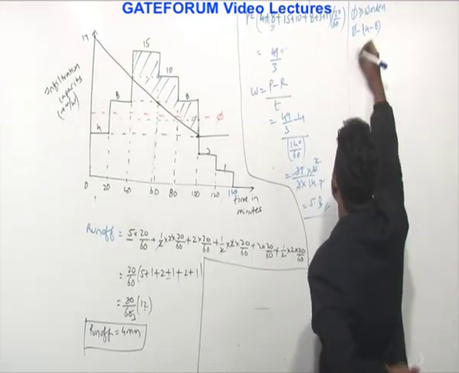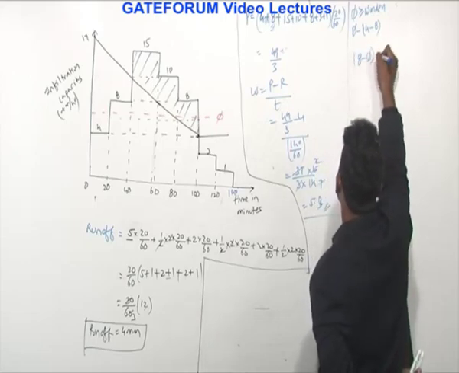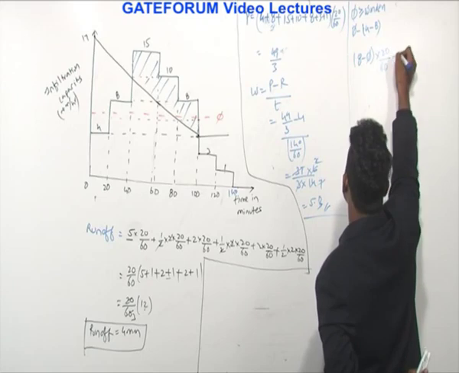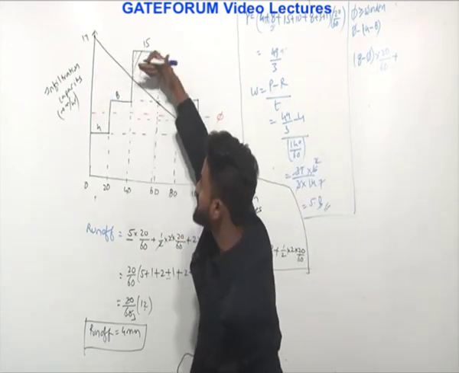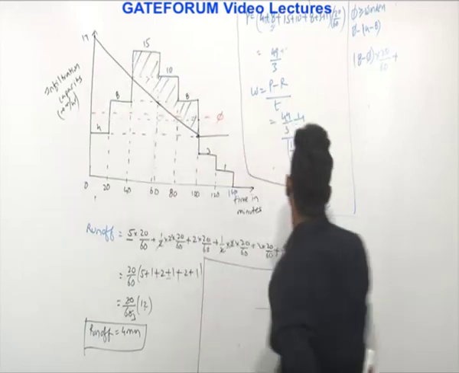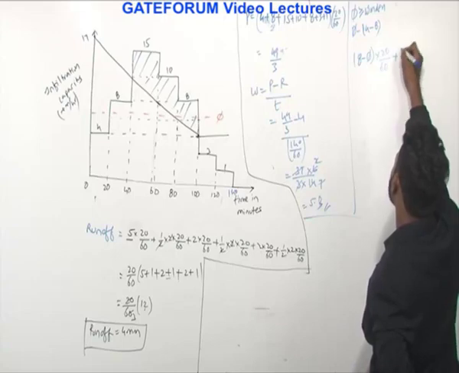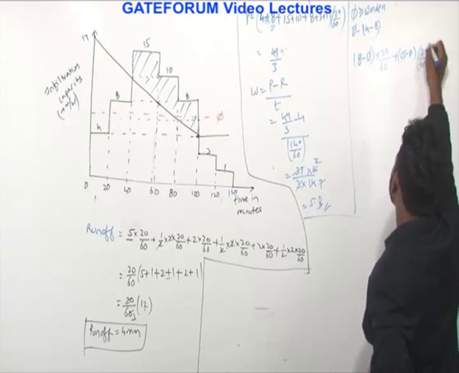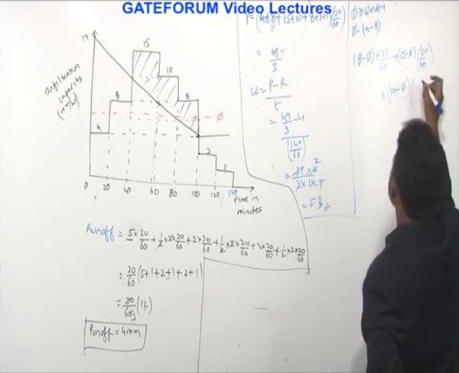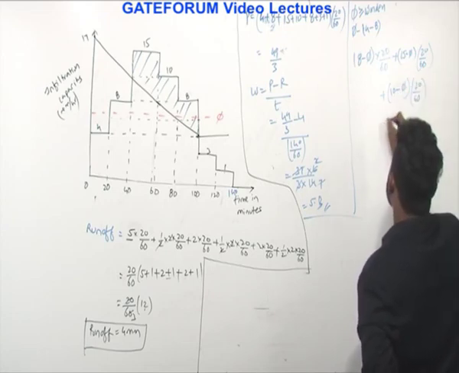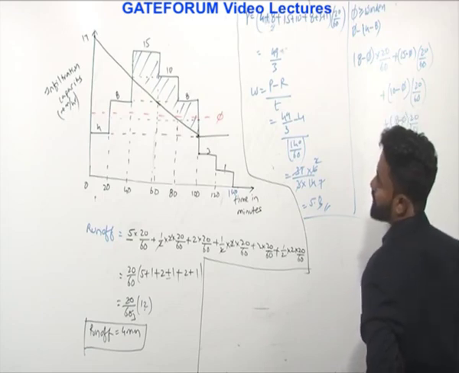If phi index is in that range, how will you write runoff? Runoff would be equal to 8 minus phi into 20 by 60. That means whatever the value above this red line is considered as runoff. So 8 minus 5 into 20 by 60, 15 minus 5 into 20 by 60, plus 10 minus 5 into 20 by 60, plus 8 minus 5 into 20 by 60.